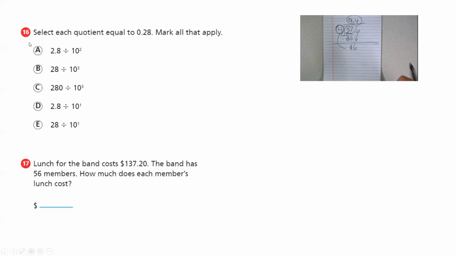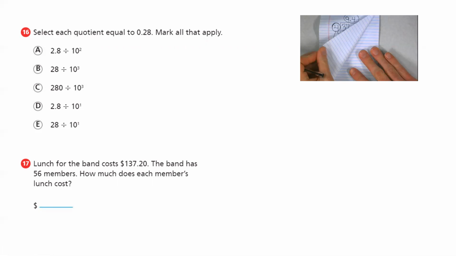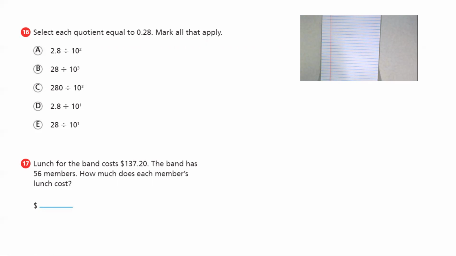We will rock 16 together. Oh, you might like 16 though. Select each answer that's equal to 2/800ths. You can do that right now if you're excited to, and then you can check your answers with me during the live session. Number 17, lunch for the band cost $137.20. The band has 56 members. They're going to say, hey, let's just split the cost. How much are they each paying? Well, the first thing you have to do with division is figure out what's going in the house.